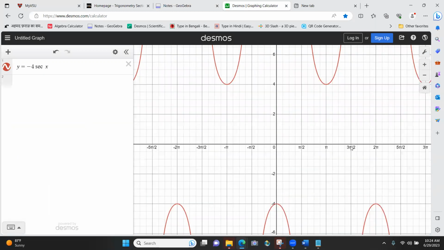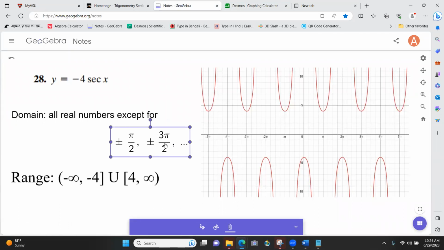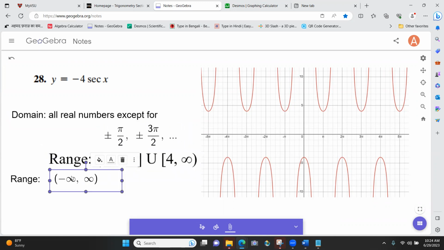Take a look. 3 pi over 2, this line. Okay, there's another one at pi over 2. So there is another one at negative pi over 2, another vertical asymptote at negative 3 pi over 2. So how do we write it properly? Now this graph is here, pi over 2, 3 pi over 2. It's the same. So I'm lucky. I don't have to type it. I'm glad I didn't erase it. So these are my answers to number 28.